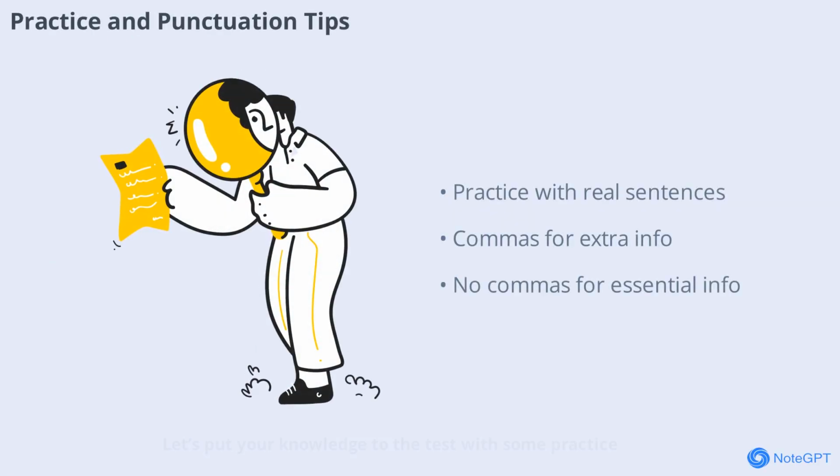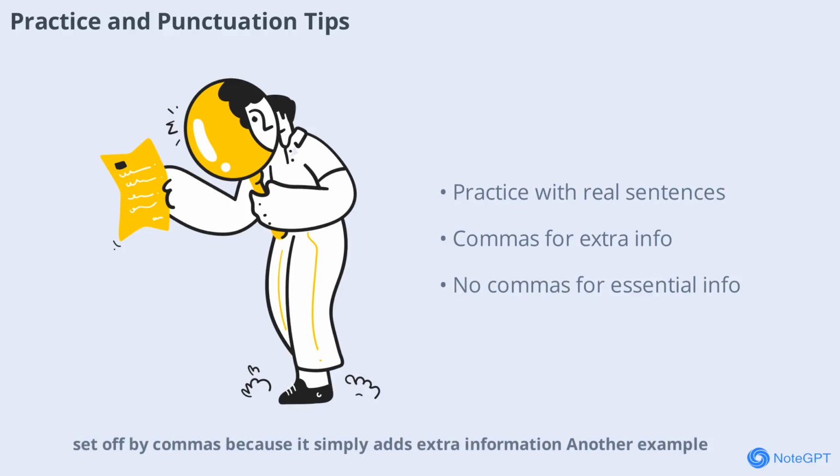Let's put your knowledge to the test with some practice. Here are a few sentences. Paul Newman, the famous American actor, directed 5 motion pictures. Notice how the appositive, the famous American actor, is set off by commas because it simply adds extra information. Another example, Sweetbriar, a company known throughout the South, is considering a nationwide advertising campaign. Again, the appositive phrase is separated by commas.